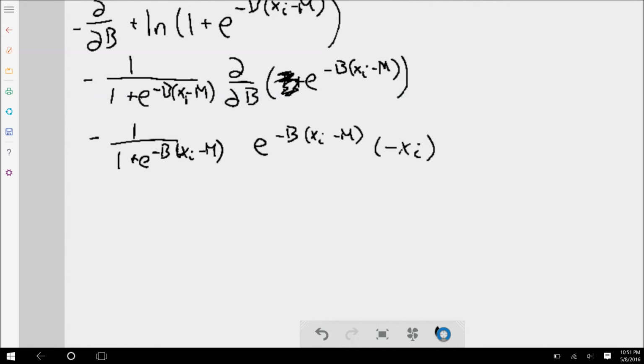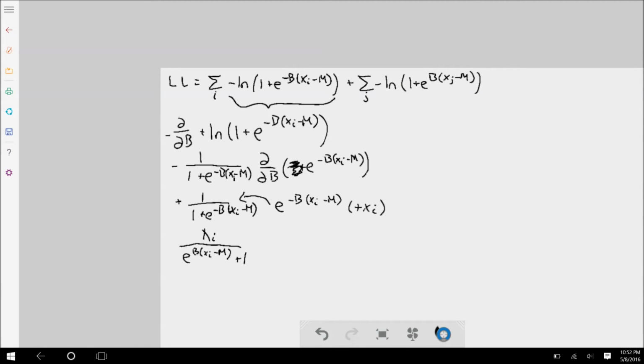And just as we did on the other side, this goes up to the top, and we then multiply top and bottom by e to the b times xi minus m, and when we combine everything, we get negative, negative, 1 over e, xi over e to the b times xi minus m plus 1. So that's going to be the derivative of this part in here. So it's going to be a sum over this.